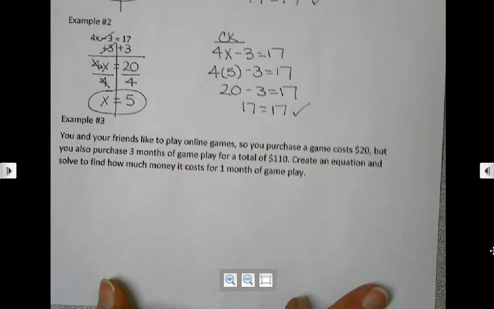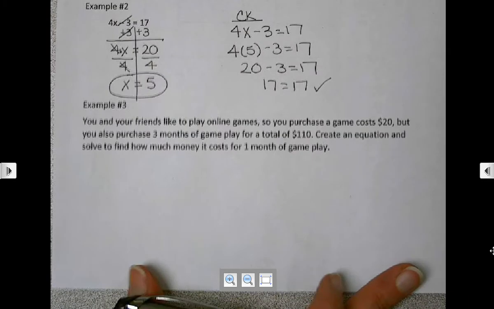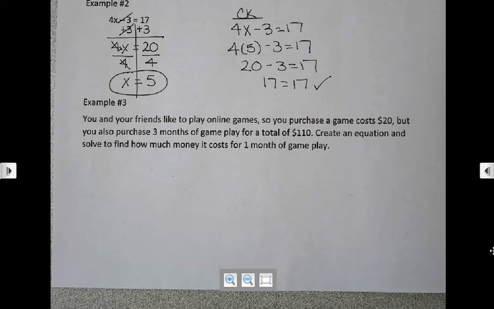The next problem that I want you to take a look at is a word problem. Now, with a word problem, the first thing that we need to do is create an expression or an equation in this case to solve this real-life mathematical problem.